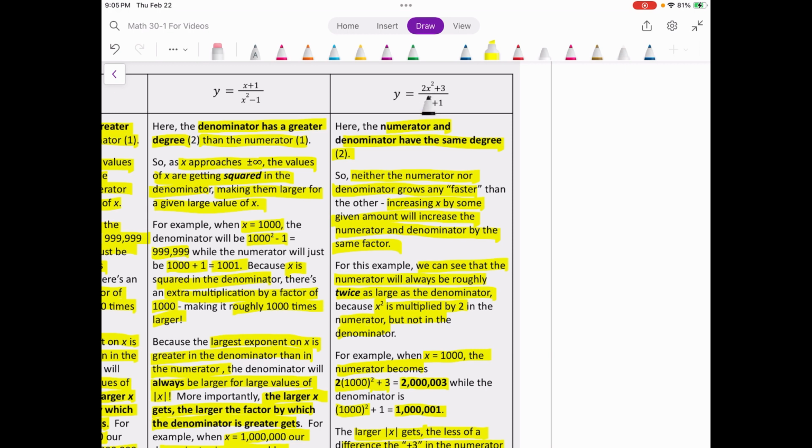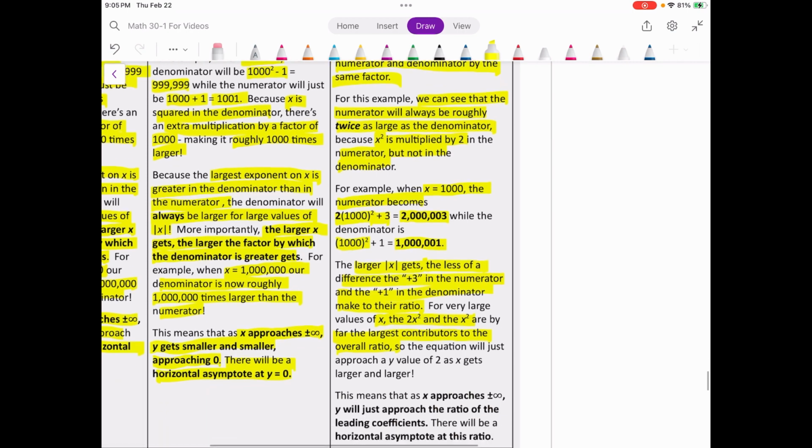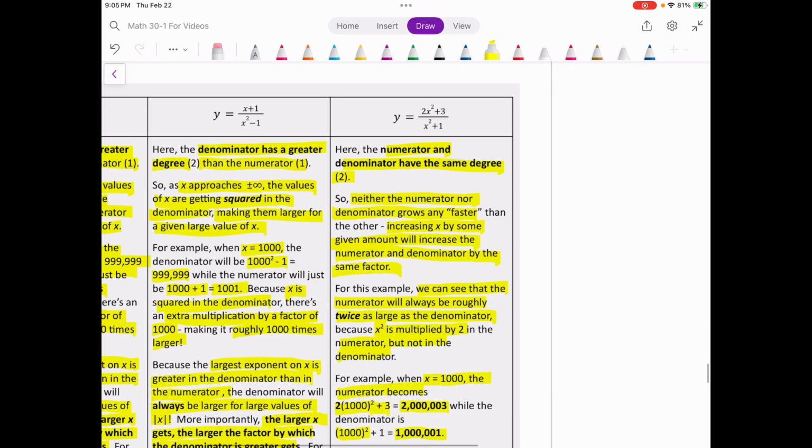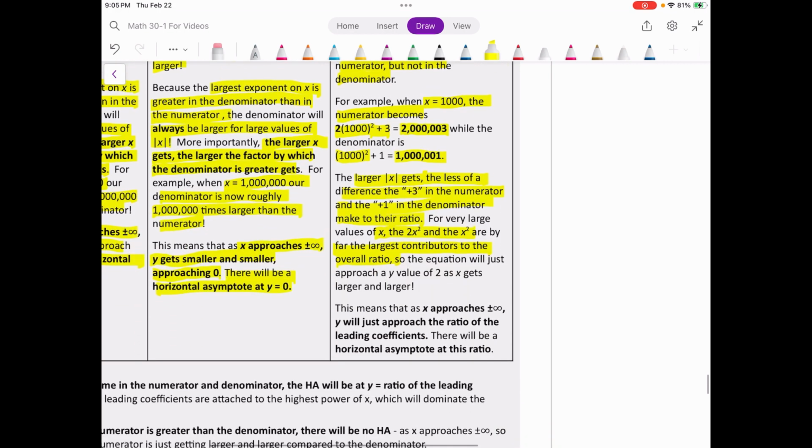And the x squared is going to be by far the biggest contributor to the size of the denominator at large values of x. When x is much smaller, the 3 and the 1 do make a noticeable difference, okay? But it's just going to approach, and again, it won't reach it because of the +3 and because of the +1, but it's going to approach the ratio of 2x squared to x squared, which is 2, right? 2x squared over x squared is 2. So the equation is just going to approach a y value of 2 as x gets larger and larger.